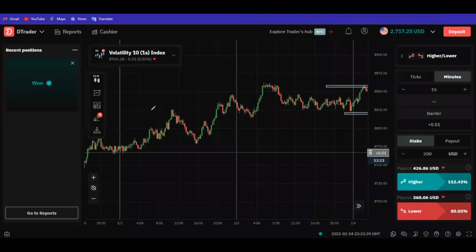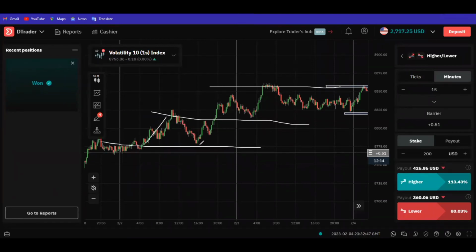Ndiyo hii hapa. Hizo ndio zones nimeonyesha. Si imekuja ikaretest. Sasa from here ndio unafaa kutafuta opportunity ya kubai. Same to here, si ime break, ime retest. Hapa ndio unafaa kutafuta opportunity ya kubai. Na unaona after every retest ina push na momentum. That is how to trade.